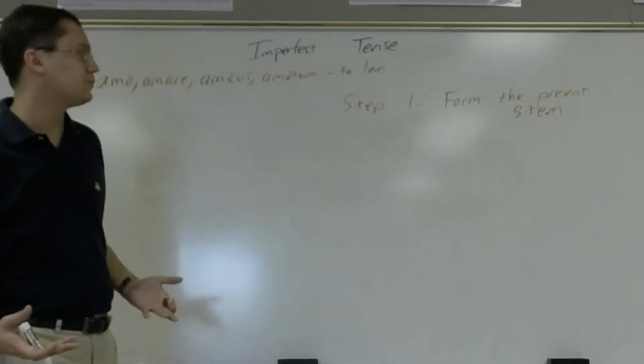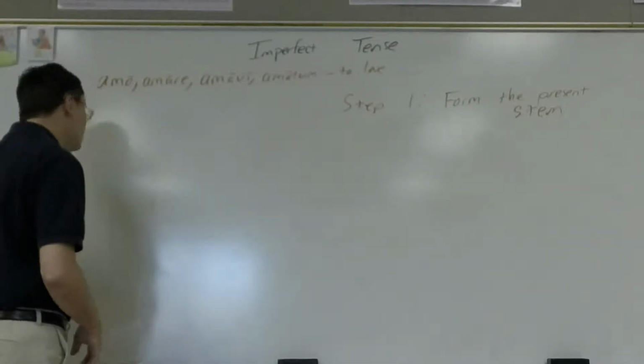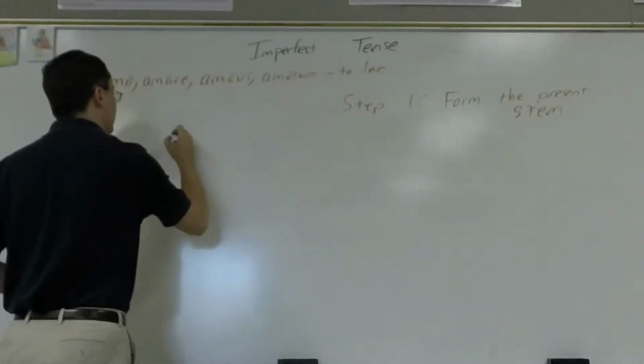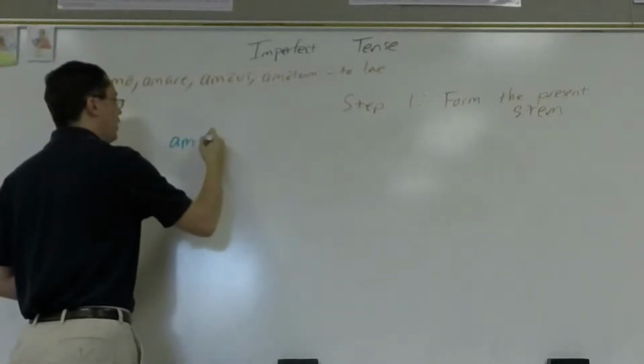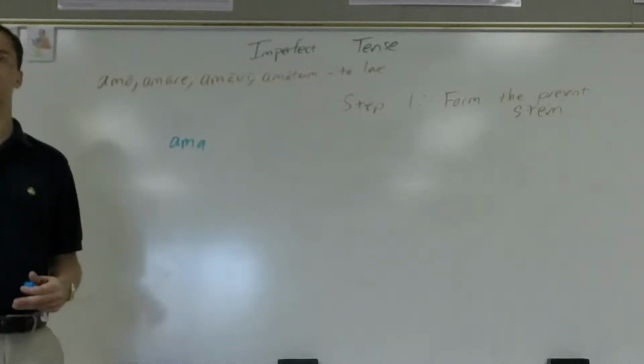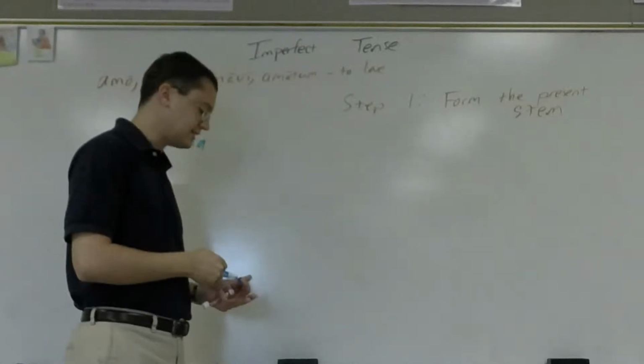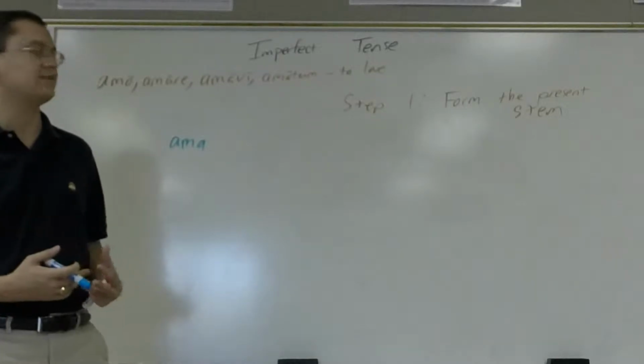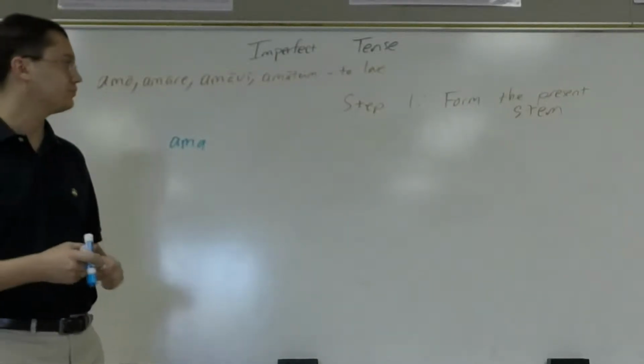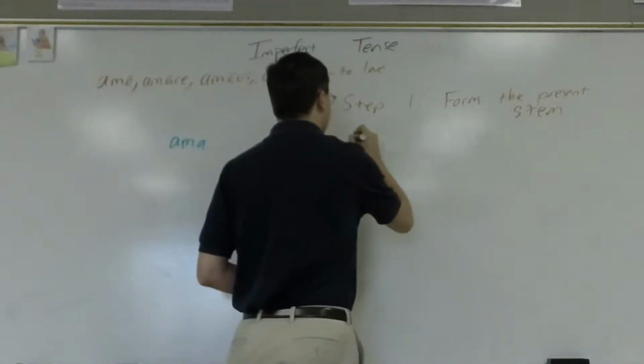So if we're going to create the present stem with amo, amare, we just drop that RE and we're left with AMA, ama. That's our present stem, and that's our first step. We've got to create that stem because you really cannot conjugate a verb without doing that. Step two is the key.